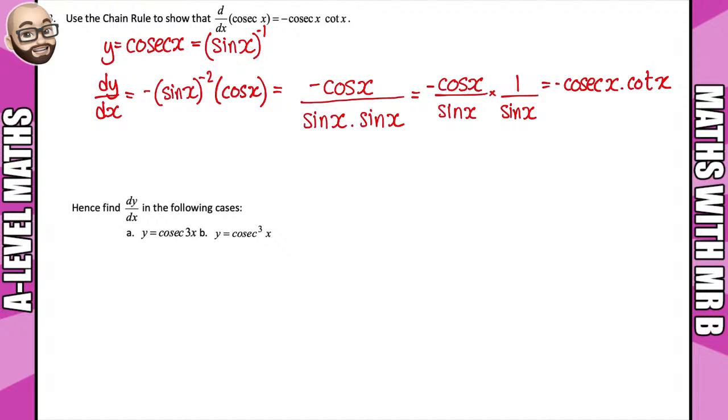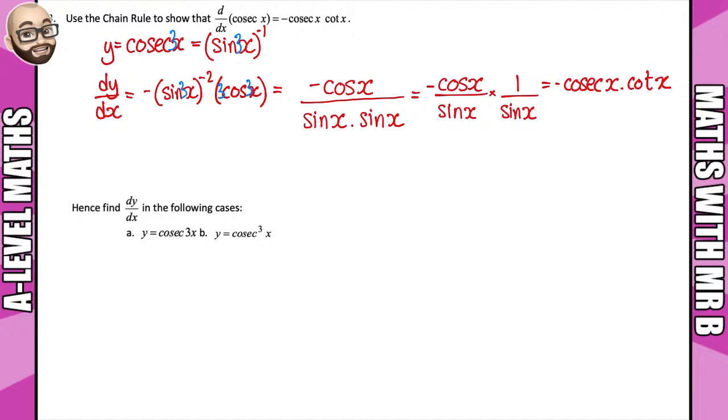And the next part says hence find out what would happen if the angle changes first of all. So let's actually put this into the previous question and see how it changes. If we've now got cosec of 3x, that means we've got sine of 3x to the minus 1. So then when we differentiate this, the first thing is the 3 would stay inside the bracket, but then when we differentiate the bracket, this would now become 3 cos 3x.